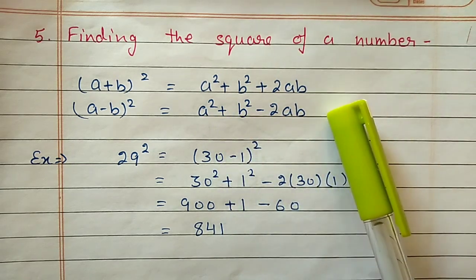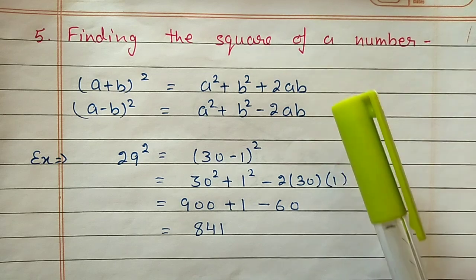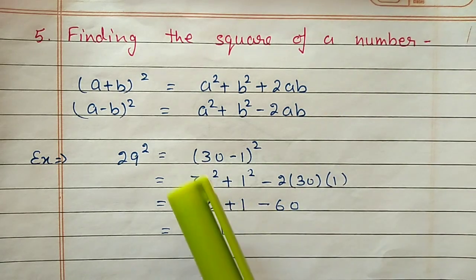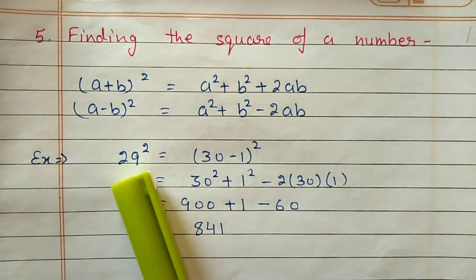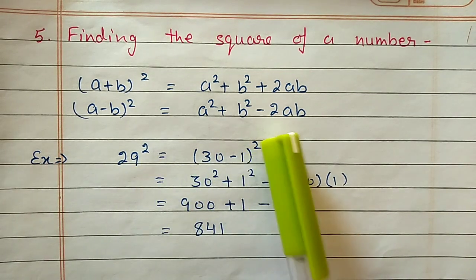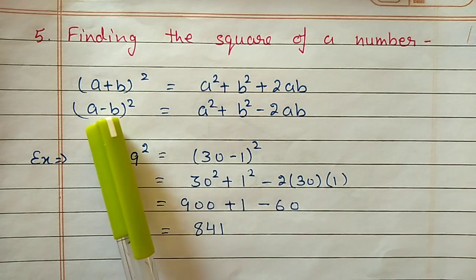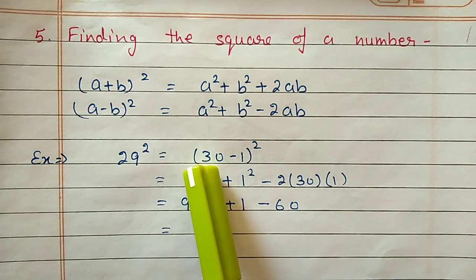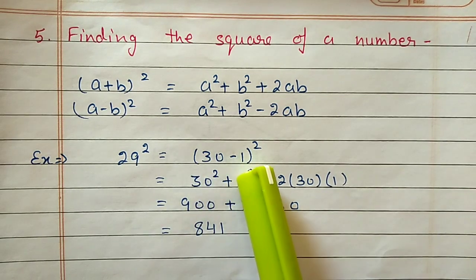These two formulas are in algebra. We can use these formulas also to find out the square of a number. For example, 29 square. So 29 we can write as 30 minus 1 and whole square. And then we can use the second formula, a minus b whole square. In place of a, here 30 is there. In place of b, 1 is there.